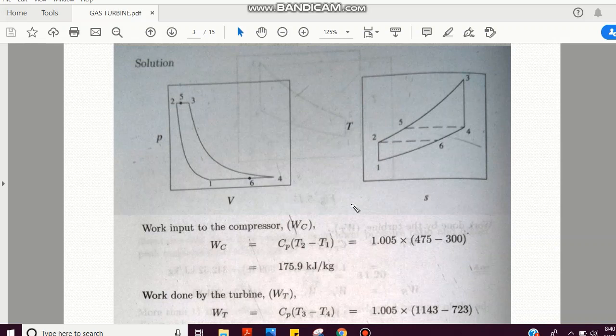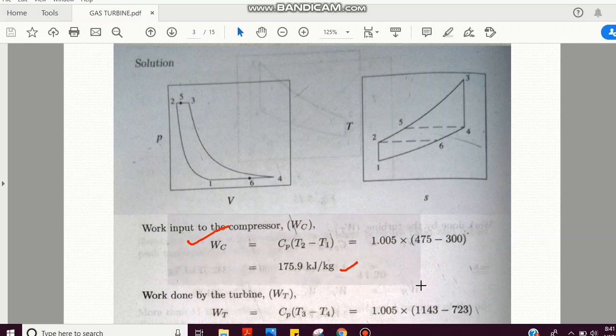So the compression process, that is 1 to 2, so the compressor work is Cp into T2 minus T1. So Cp value is 1.005, T2 is 470 and T1 is 300, so that becomes 175.9 kilojoule.